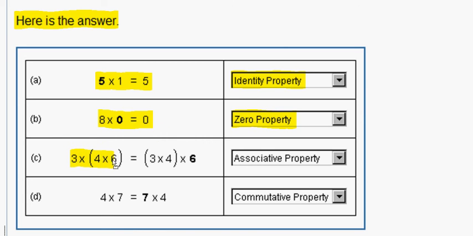Then we have 3 times 4 times 6 is equal to 3 times 4 times 6, which is the associative property. And last we have 4 times 7 is equal to 7 times 4, which is the commutative property.